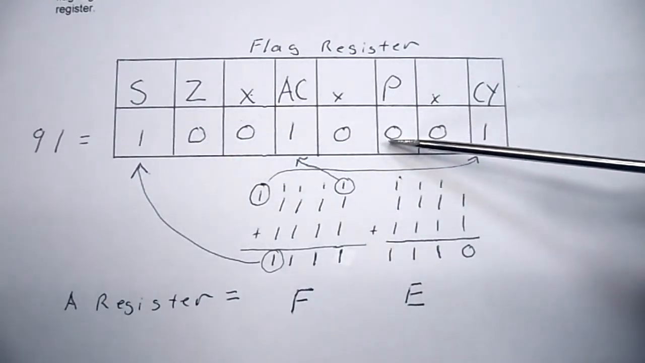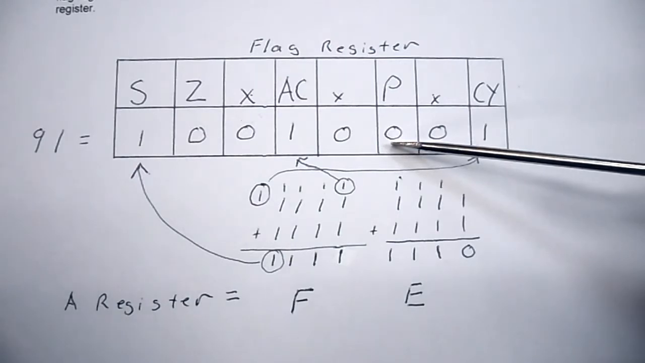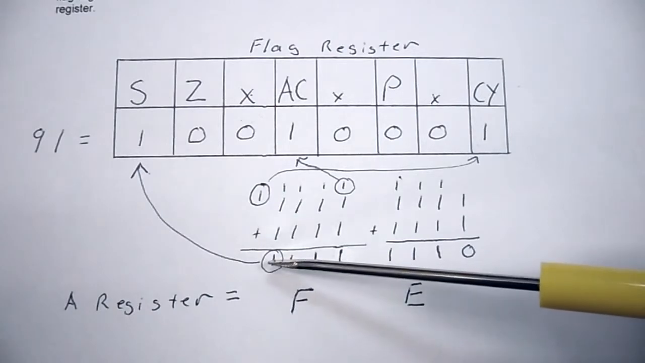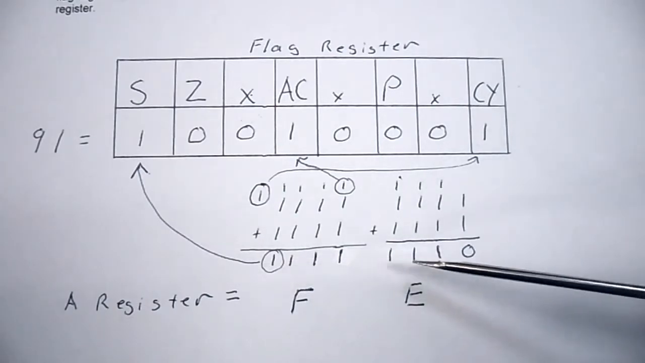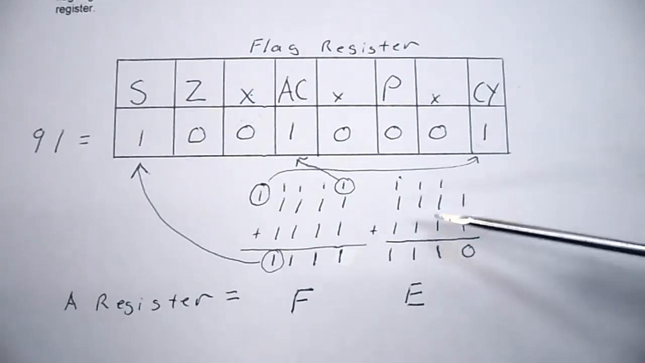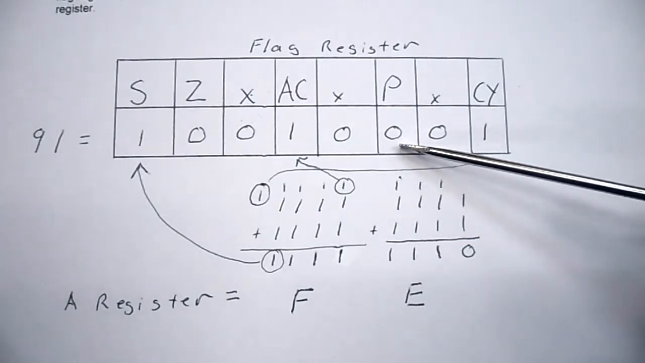Then our parity flag. If the result has an even number of 1s, the flag is set. For an odd number of 1s, the flag is reset. So you can see in our result we have 1, 2, 3, 4, 5, 6, 7 1s. And 7 is an odd number, so our parity bit is 0.